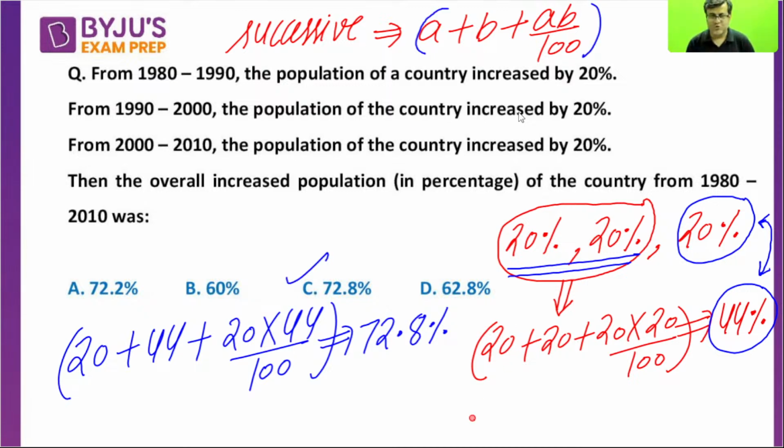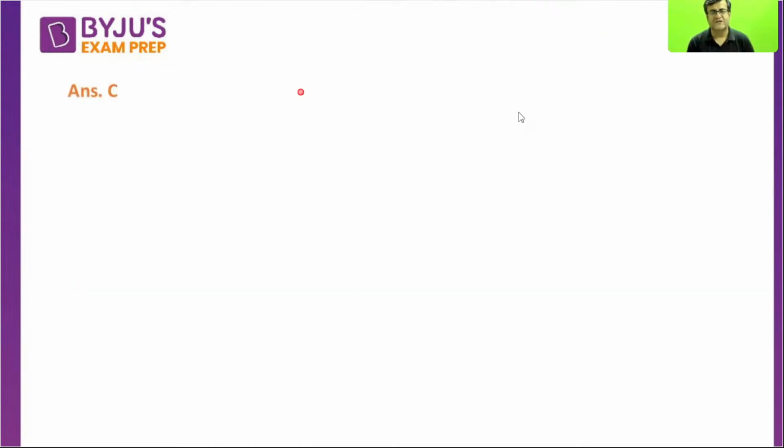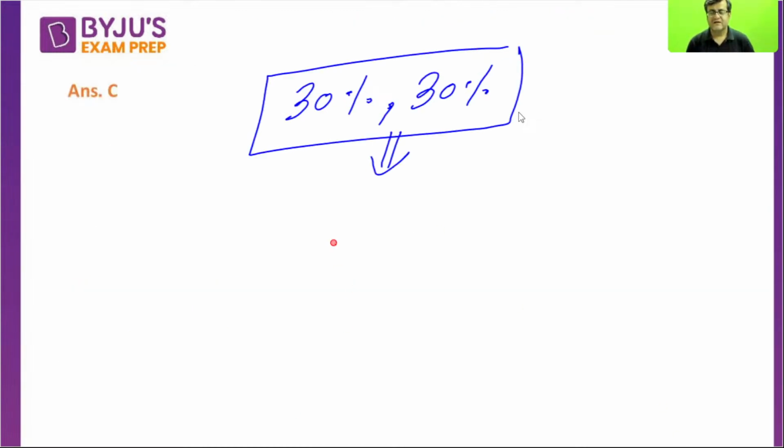Successive method is very, very simple. No, Sapna, this is not it. If you want to find two successive increases of 20% and 20%, then 20 plus 20 plus 20 into 20 by 100 will give you 44% overall increase. Okay, beta, 44% overall increase. So 44% you could find out verbally. This was not required. If I ask you, if 30% and 30% increase, two increases are there, how much percentage overall? Do I need to solve it by writing something?